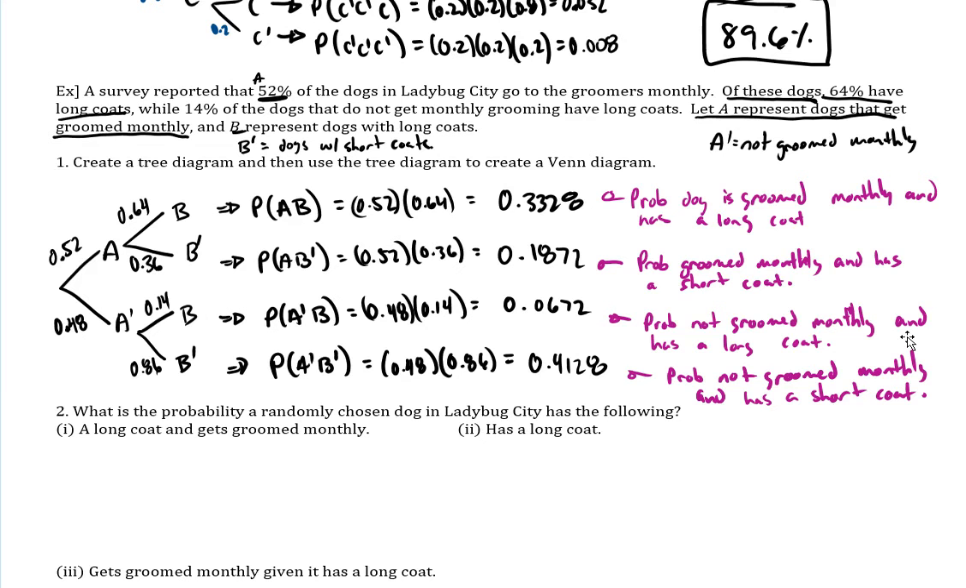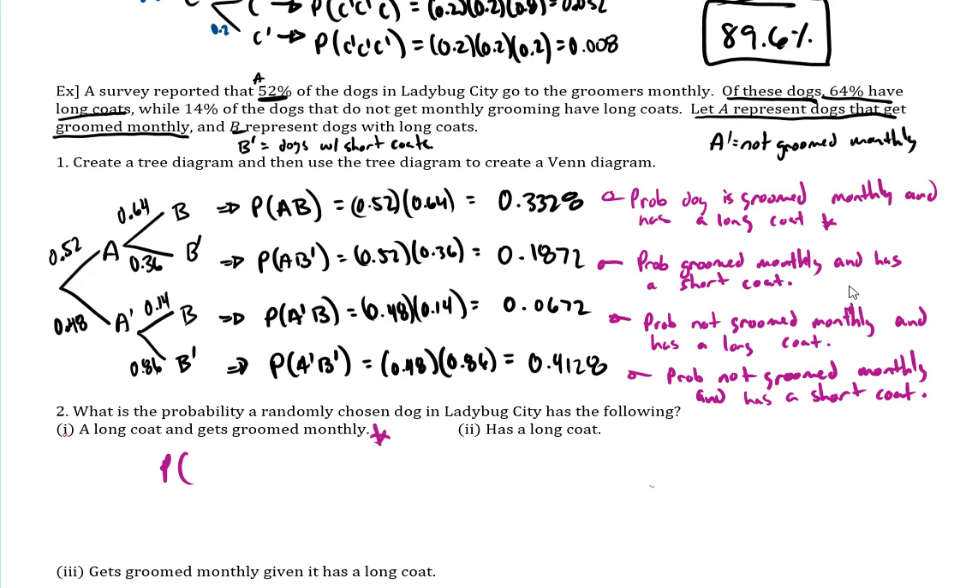Okay, so the long coats and gets groomed monthly. Where is that? Well, the long coat ones and groomed monthly happens to be this one right here. Let's go ahead and put a star by it. Has a long coat and is groomed monthly. The order here doesn't really matter. If it's groomed monthly and has a long coat, that would be the same as it having a long coat and is groomed monthly. So that one we could just answer. It's based on this. The wording's a little different, but it's still the same.